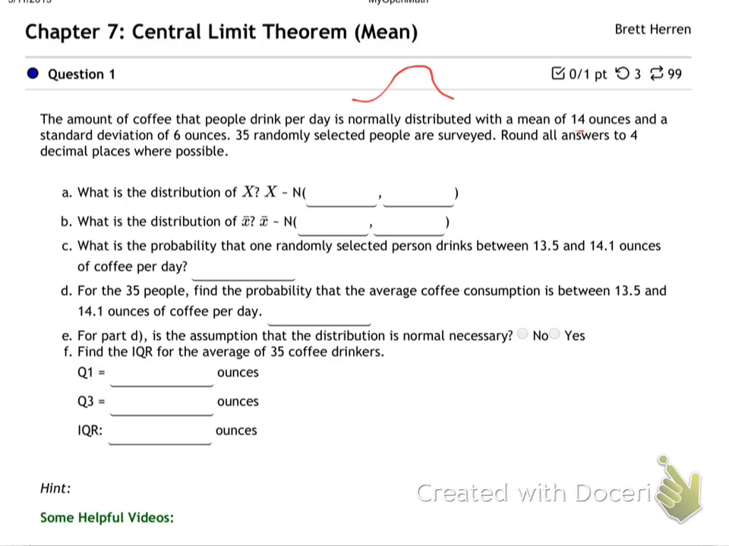Again, here's the new part. 35 randomly selected people are surveyed. Round all answers to 4 places. So we're grabbing not just one coffee drinker at a time, but we're grabbing 35 coffee drinkers, and we're going to talk about the average of the 35, just like we talked about the average of a bunch of dice rolls. Here we go. What is the distribution of X? And then question B is going to say, what's the distribution of X bar?